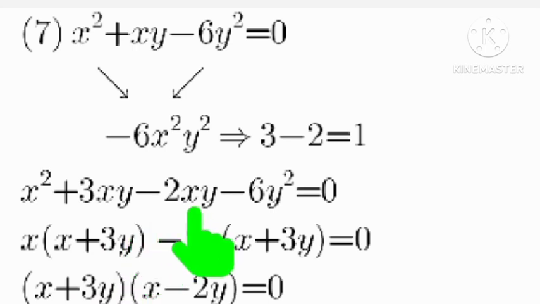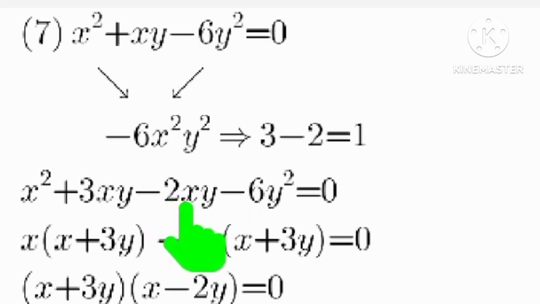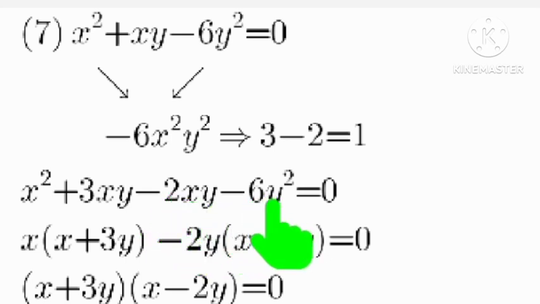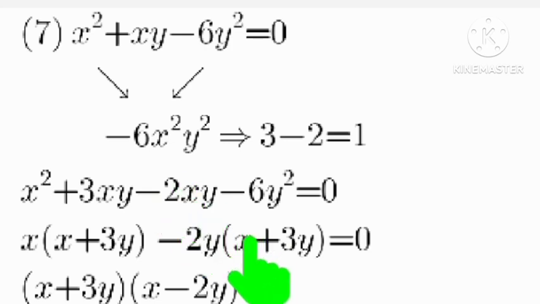Here we have negative 2xy minus 6y squared. What is common between negative 2xy and negative 6y squared is no other thing but negative 2y, because negative 2y is the only thing that can divide negative 2xy and that can also divide negative 6y squared. So you need to look for what can divide these two together, the third term and the fourth term. So we're going to have negative 2y. Dividing the third term by negative 2y, we're going to have what? x. And dividing negative 6y squared by negative 2y, we're going to have what? 3y.